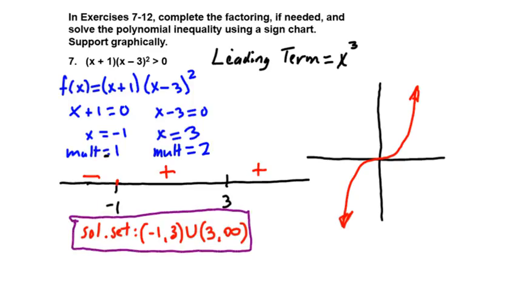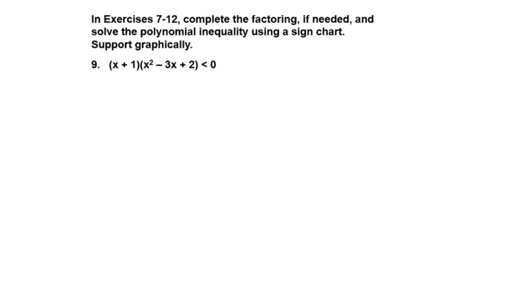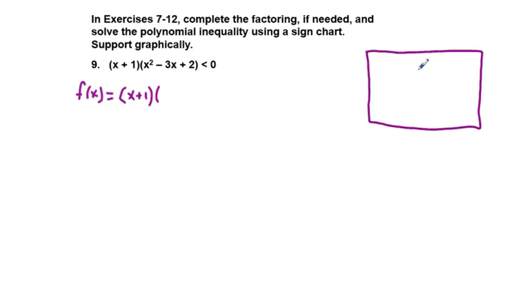Okay, next, odd number problem 9. We have quantity x plus 1 times quantity x squared minus 3x plus 2. And the problem says complete the factoring if needed. Well, let's go ahead and do that, because I don't think we have completed factoring here, do we? If we enter this as a function, we're going to have quantity x plus 1 times, and I want to go ahead and factor out this quadratic trinomial.